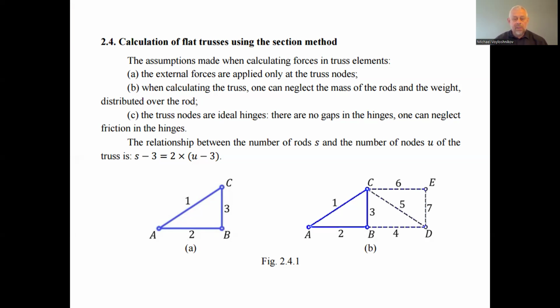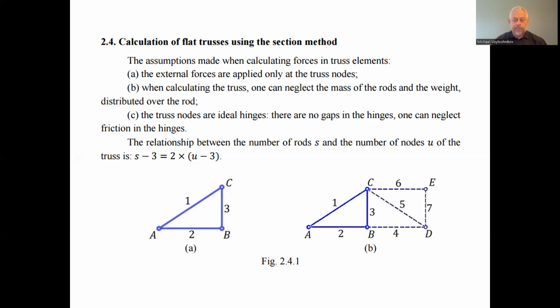When calculating the truss, one can neglect the mass of the rods and the weight distributed over the rod. If we have the mass of any mechanical element of the truss, the rod is hinged, so first we have to transform this into forces acting on the knots, load forces in the knots. The truss knots are ideal hinges, so there are no gaps in the hinges, rings and shafts are without gaps. And one can neglect the friction of the hinges.